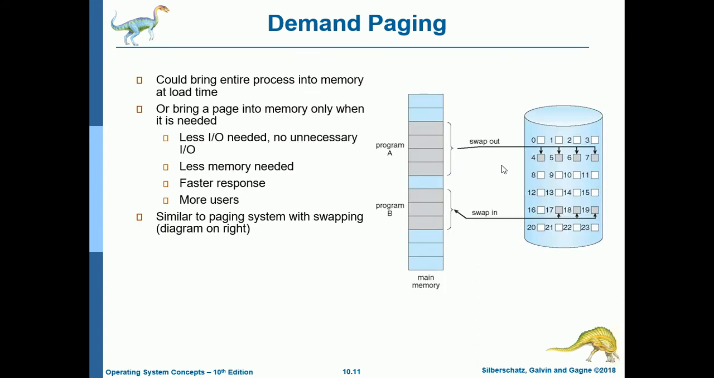So this is demand paging, and it is said that we could bring the entire process into memory at load time. For example, we have program A, which needs to be swapped out, going to the backing store, and then program B, which needs three pages or frames of the main memory, will be swapped in.